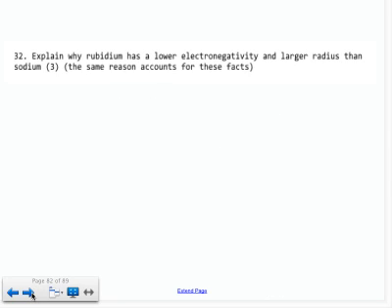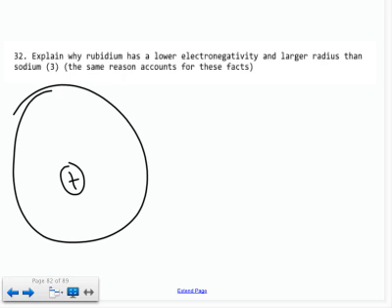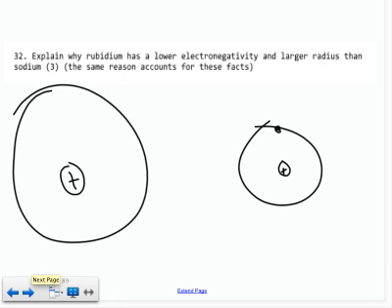Explain why rubidium has a lower electronegativity and a larger radius than sodium. Okay, and it's the same reason for both, and it's similar to what we just discussed with fluorine and boron. So rubidium is a big atom. It's got a lot of protons and electrons. Sodium is a smaller atom. Okay, they're in the same group. They're both alkali metals. They both have one valence electron.